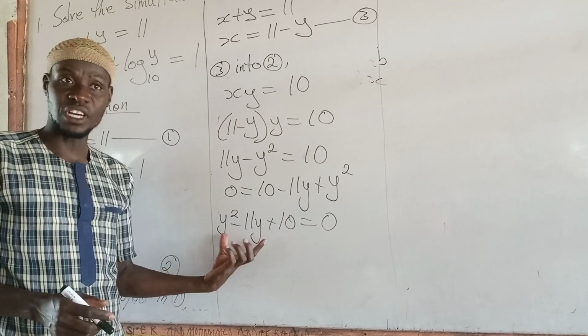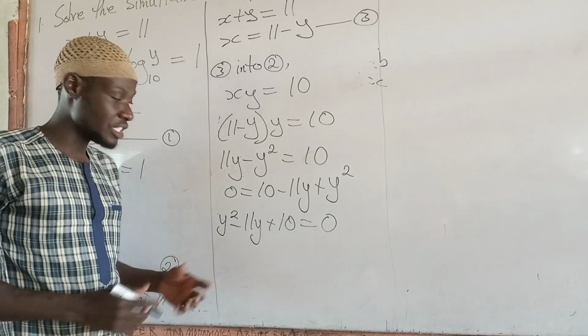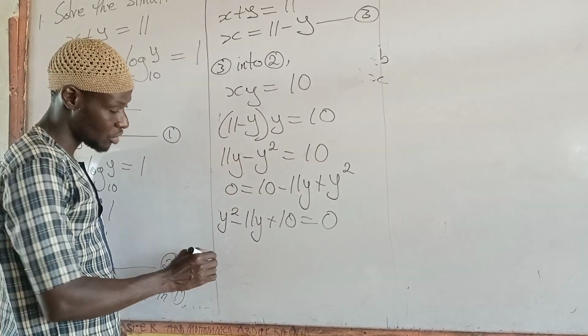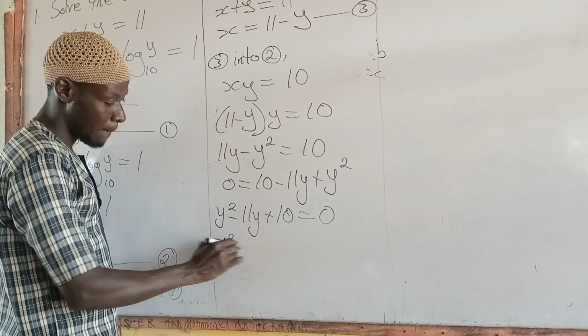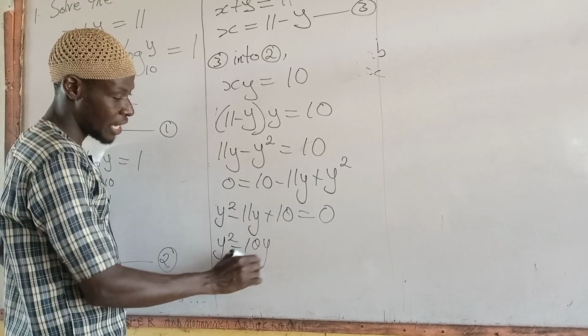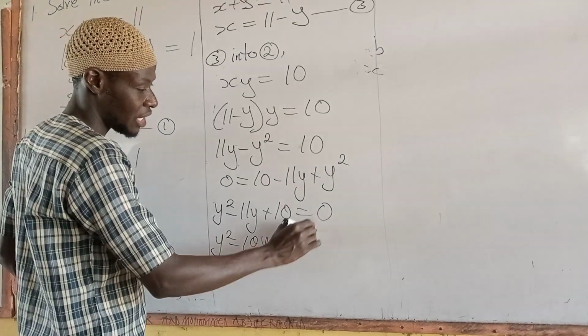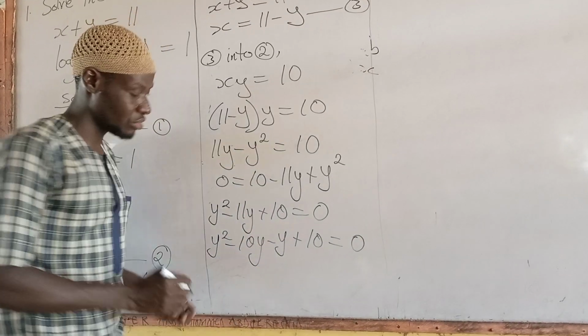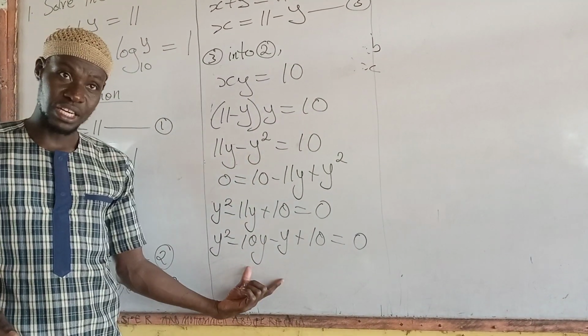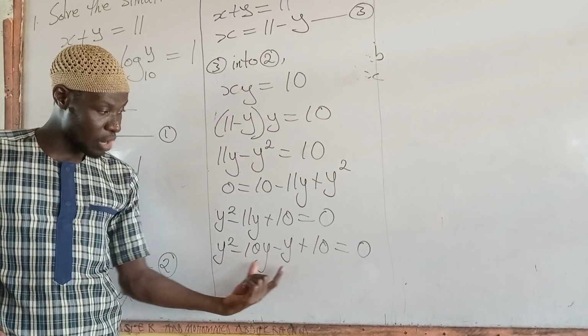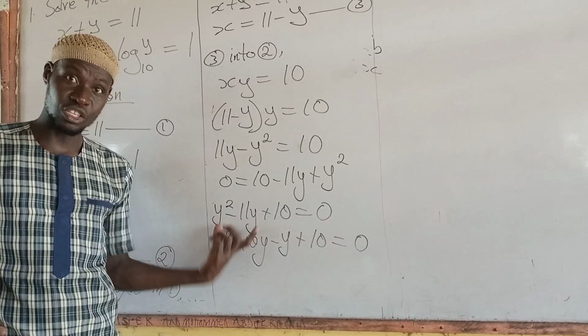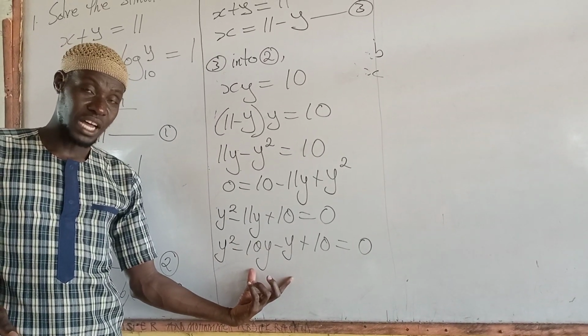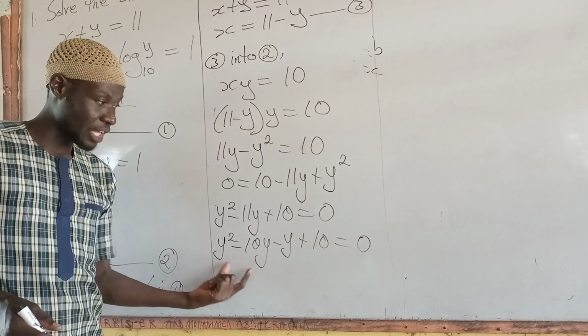So we use the factorization method. Using the factorization method, we will have y squared minus 10y minus y plus 10 is equal to 0. If you apply the factorization method, minus 10y minus y will give you minus 11y. So that is what we have done there. Having done that, we then factorize common factors.